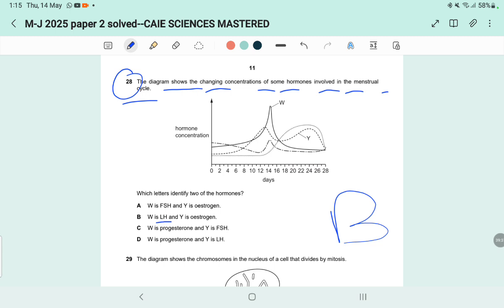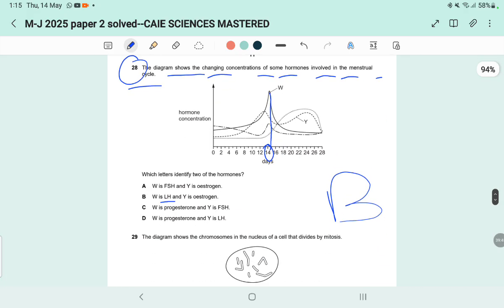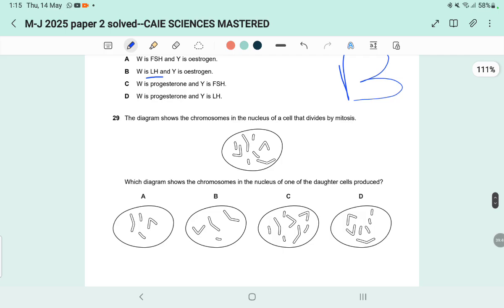And you knew what? LH hormone, it is released during the ovulation day. So 14, it is the ovulation day. It is the day where likely ovulation to occur. 29, diagram shows the chromosomes of nucleus of a cell that divide by mitosis. So basically answer here will be C.